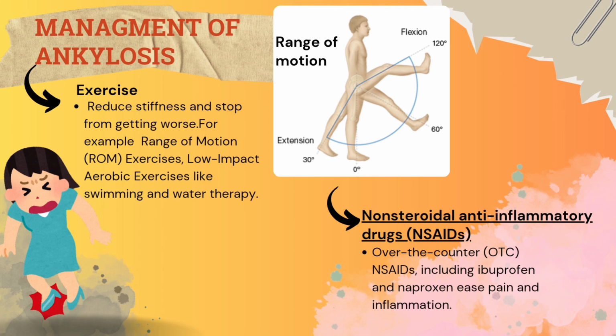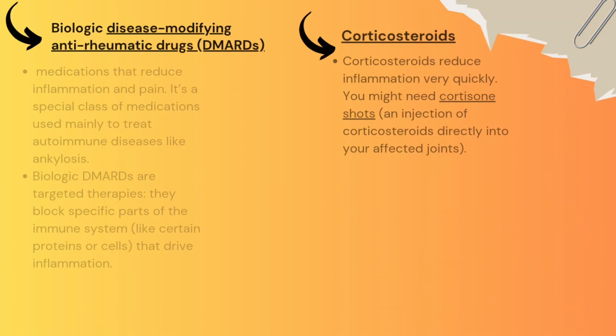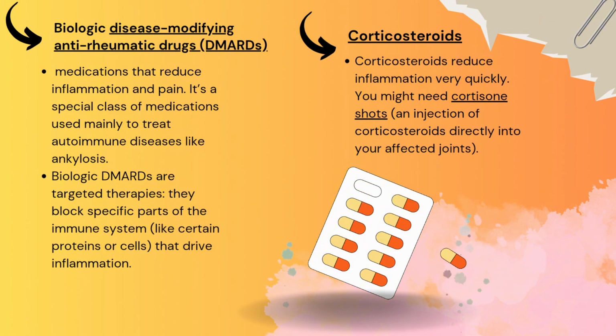Management of ankylosis. First is exercise. Reduce stiffness and stop it from getting worse. For example, range of motion (ROM) exercise, low impact aerobic exercise like swimming and water therapy. Next is non-steroidal anti-inflammatory drugs, NSAIDs. Over-the-counter (OTC) NSAIDs, including ibuprofen and naproxen, ease pain and inflammation. Next, biologic disease-modifying anti-rheumatic drugs (DMARDs), medications that reduce inflammation and pain.